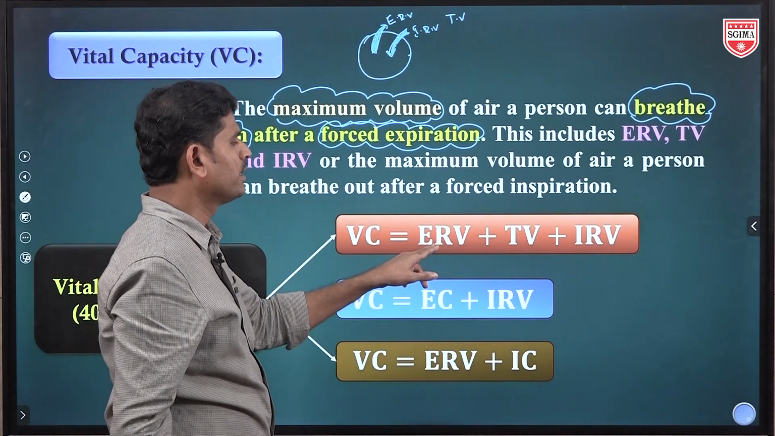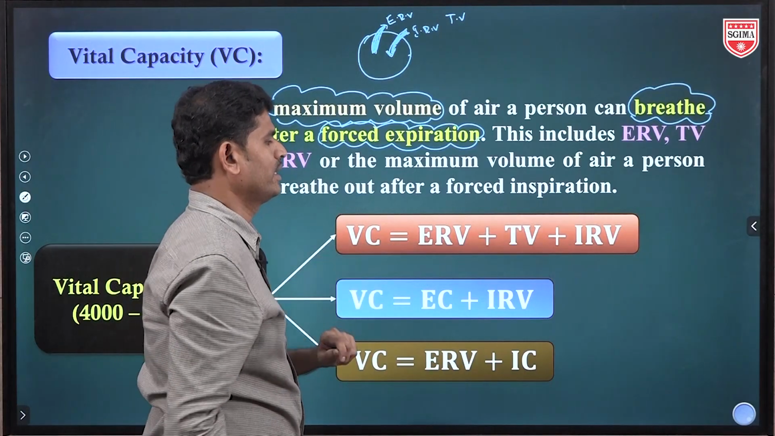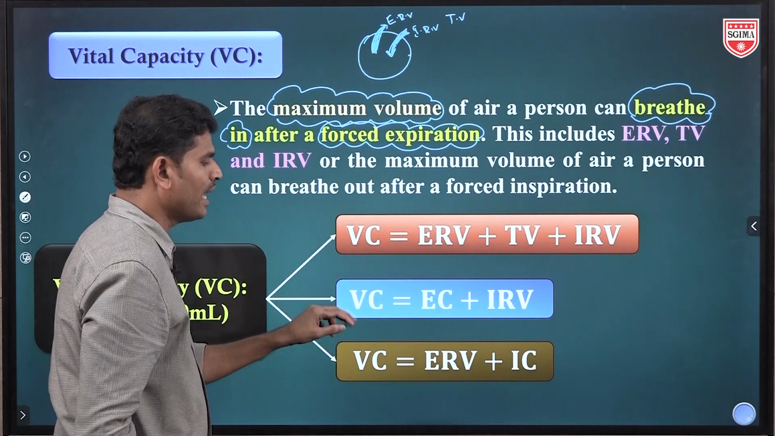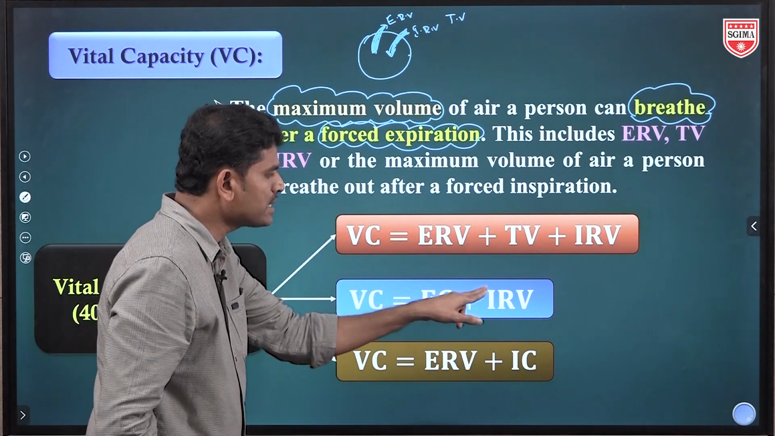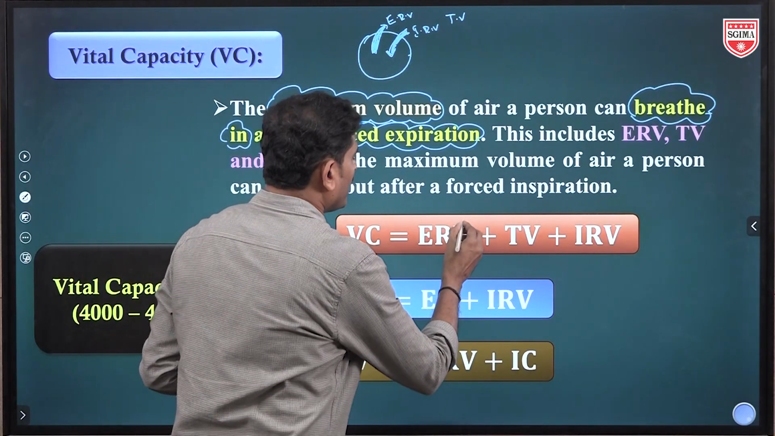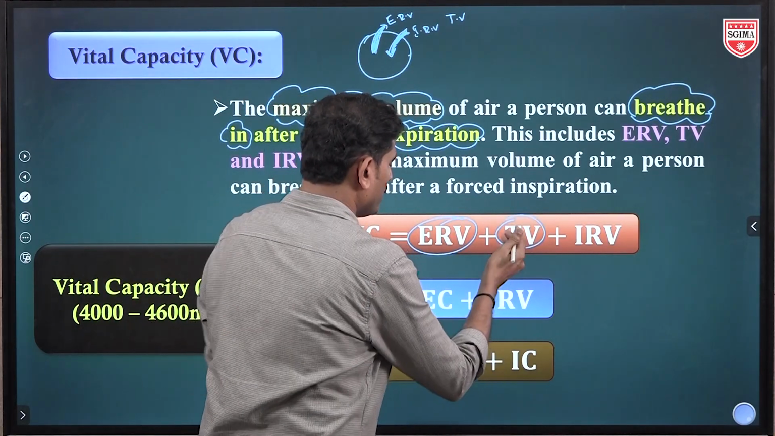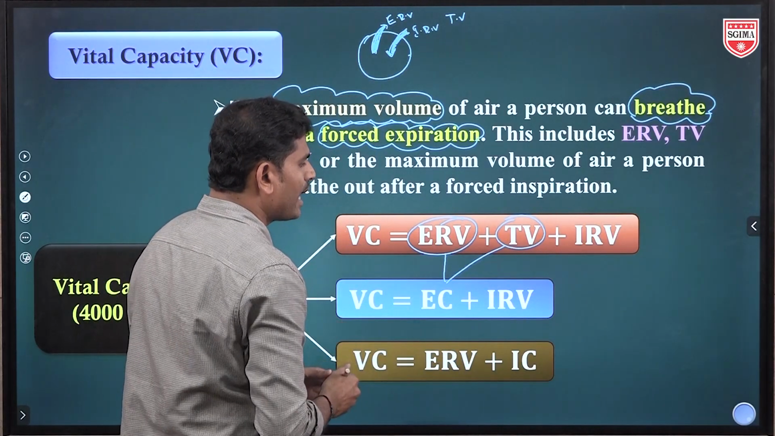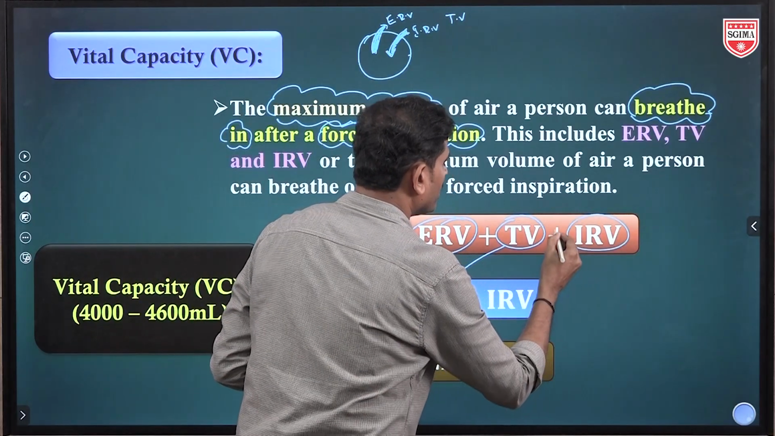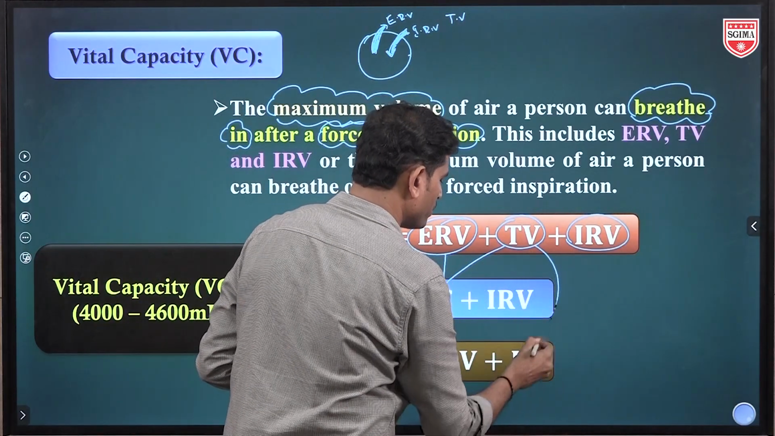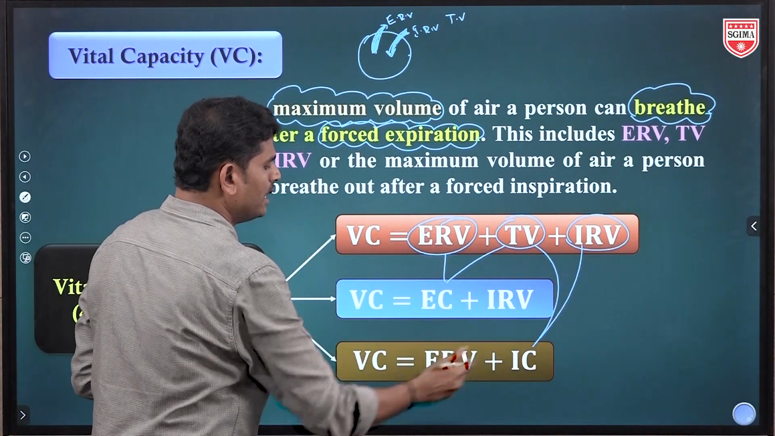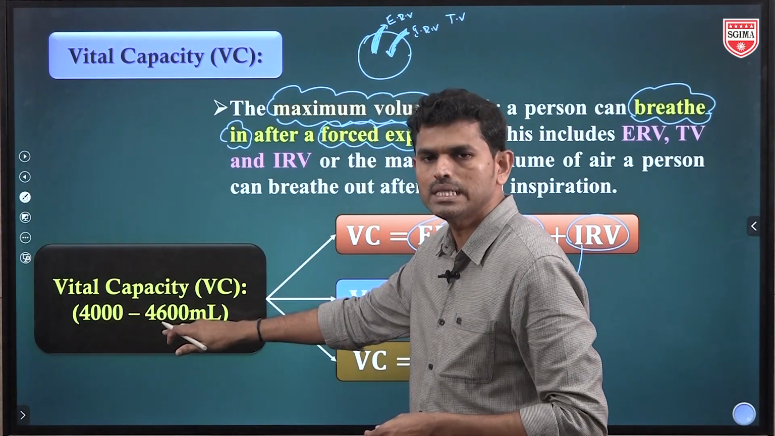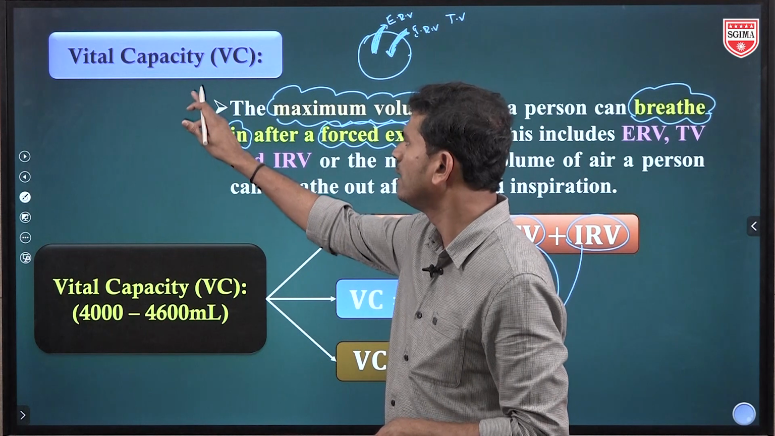So ERV plus TV plus IRV combined gives rise to VC, or otherwise we can define VC as equal to EC plus IRV. EC means which one? ERV plus TV is equal to EC, remaining IRV. Otherwise IC means TV plus IRV is equal to IC. So ERV plus IC. Its total volume is 4000 to 4600 ml. So this is vital capacity.